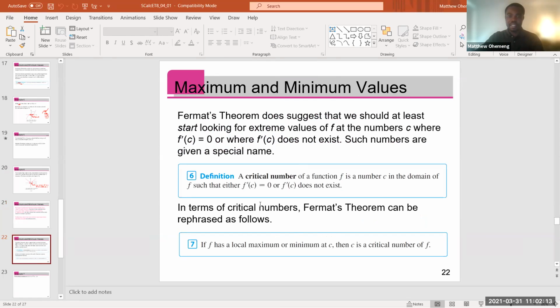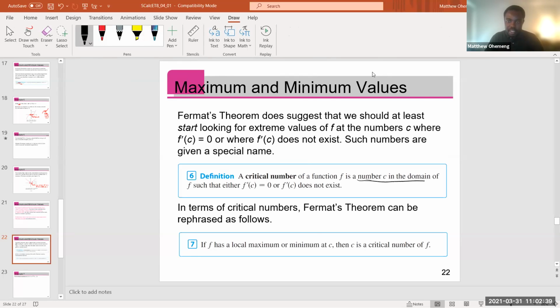So with that in mind, we define something we call a critical number. This is a very important thing you have to know going forward, right? You'll be using this term a lot. So what is a critical number? This is a very important definition. A critical number of a function f is a number c in the domain of f. There are key points here that I want to draw attention to. The first thing is the critical number is always part of the domain of f, right? If the number is not in the domain of f, then it cannot be a critical point. So first and foremost, it has to be in the domain of f.